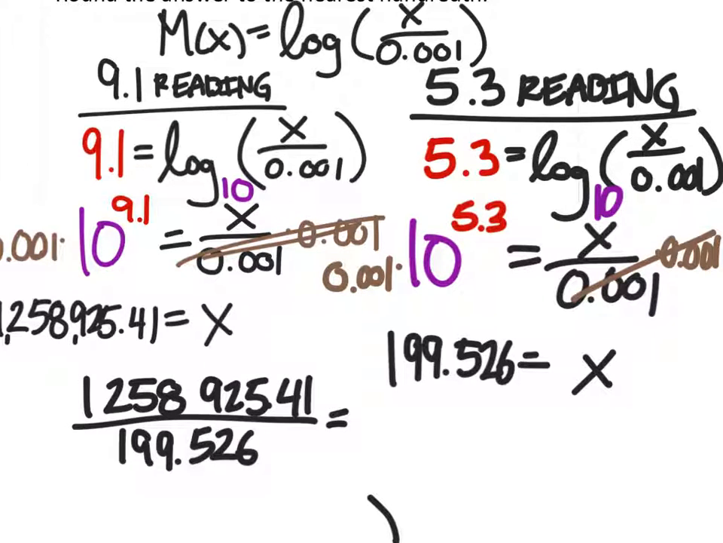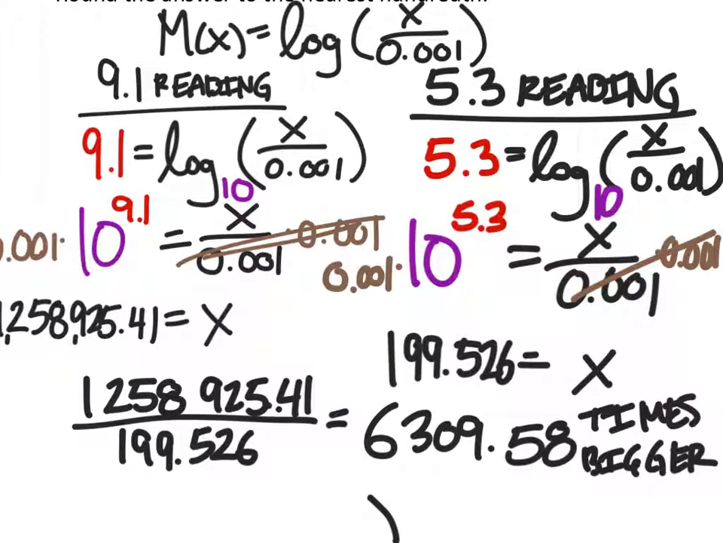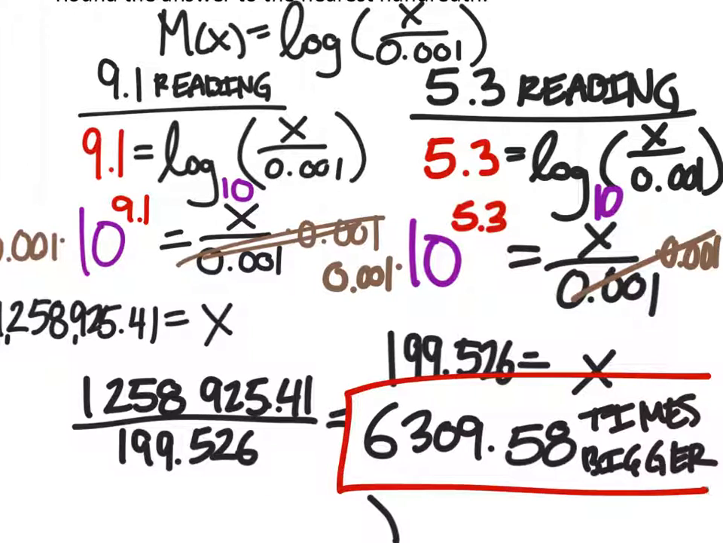And when I solve this, there's a decimal there. When I solve this, that will tell me how many times bigger this 9.1 reading was than the 5.3 reading. And this is about what I get, which I can label right here. So that is how many times bigger that reading was than the other one, which is quite substantial in terms of the grade of an earthquake.